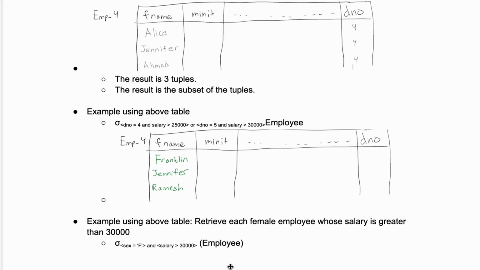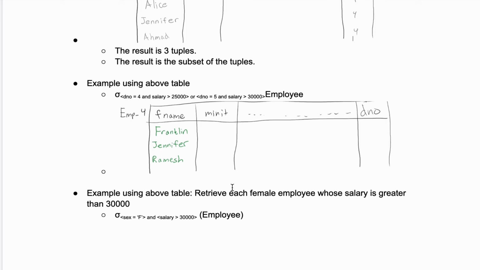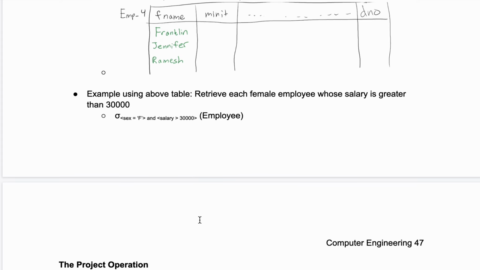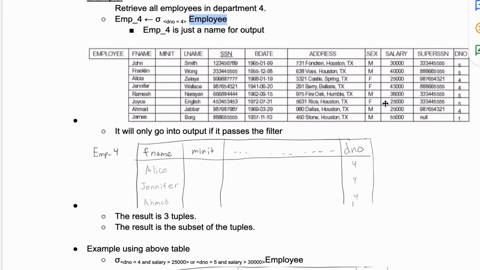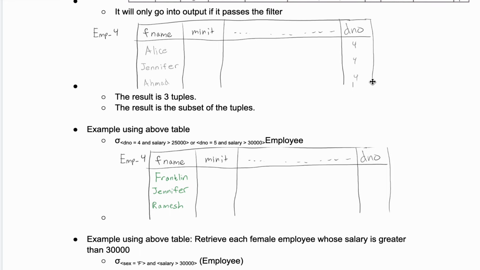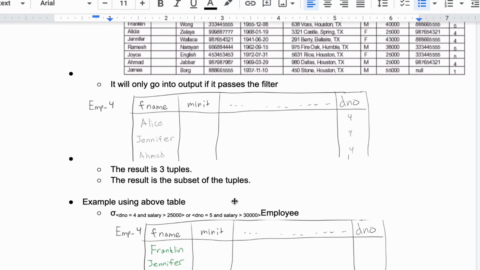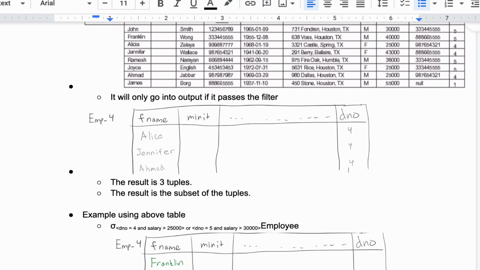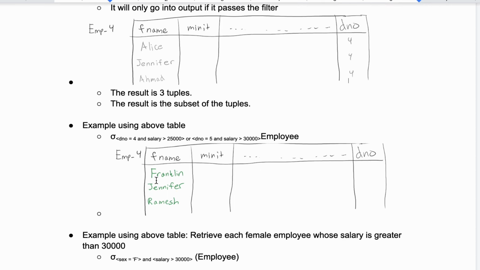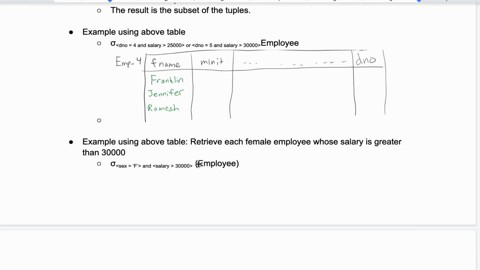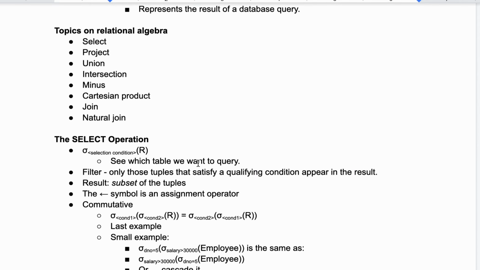Now, again, same example. We want to retrieve each female employee whose salary is greater than 30,000. So if it's not an or, it's an and, we can cascade it, writing it like this. And then for this one, all we would do is look at the sex and include the females, and then we would look at our salary and ensure it is above 30,000. If it's above 30,000, then they're going to be added to our subset. And that's going to be it for how we would look at our select operation.